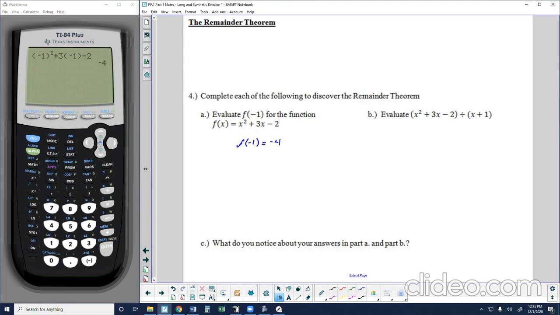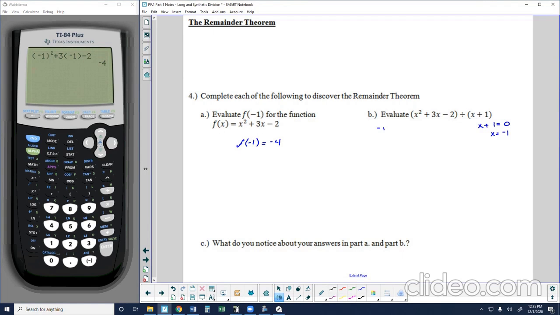Then in B, it says evaluate this division problem. I'm going to go ahead and do this using synthetic division because it's going to be a little bit easier. So I'm finding my 0 first. x plus 1 equals 0. Solve for x, subtracting 1 from both sides. So my 0 that I'm going to use for synthetic division is -1.